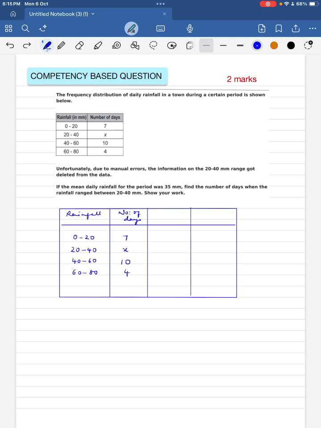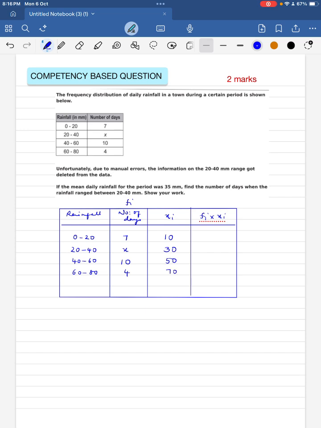Now I've drawn the table here with the given information. Let me add two new columns to the table. One is xi, that is the mid values of each of the class intervals, and fi times xi. That is fi is this column times xi. Now we know that the mid value of class 0 to 20 is 10, 20 to 40 is 30, 40 to 60 is 50, and 60 to 80 is 70.